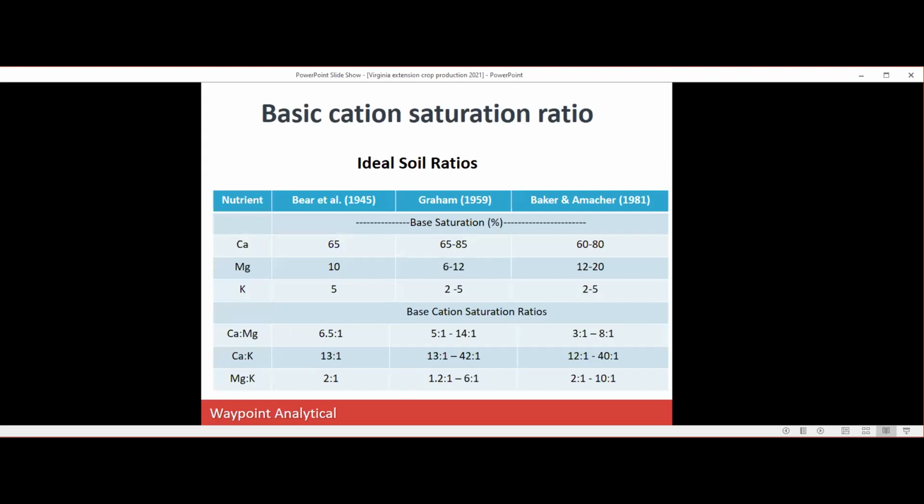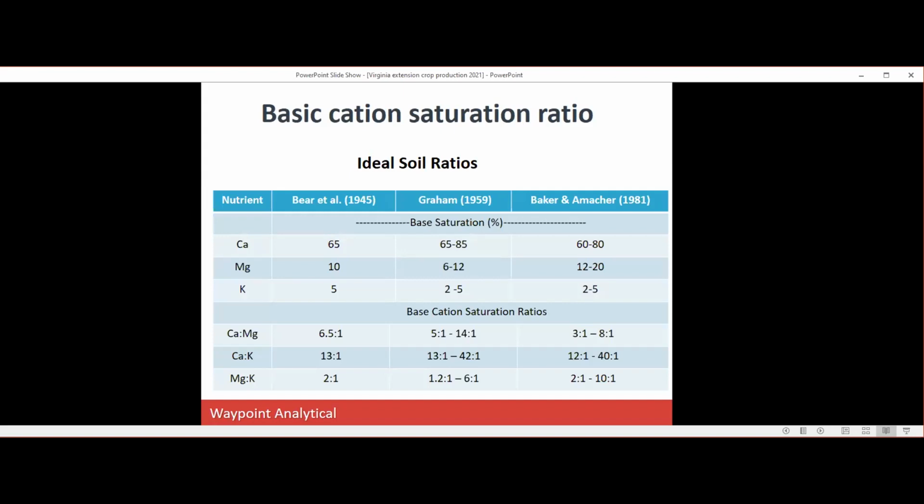Some years later, 1959 with Graham and 1981 with Baker, basically adjusted. Instead of having a statutory number, they put a range in. So instead of 65, they went to 65 to 85, 6 to 12, and 2 to 5 for potassium. And then it got redeveloped again and went to 60 to 80. And down below that, there are some ratios.